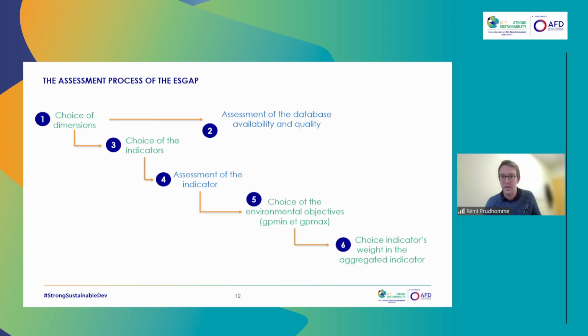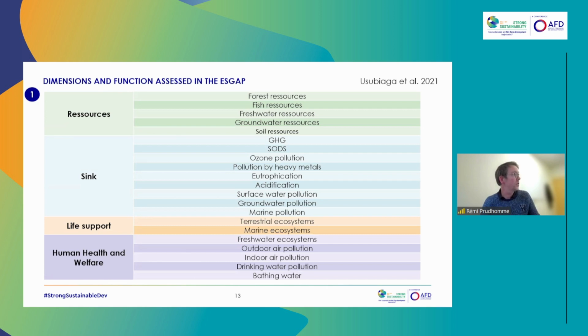So here is the list of the different dimensions and functions that you can assess in the original papers presenting the ESGAP. So you have 22 dimensions. The dimensions are on the right, and the functions that are supported by these dimensions are on the left. And as you can see, it covers a wide range of dimensions.